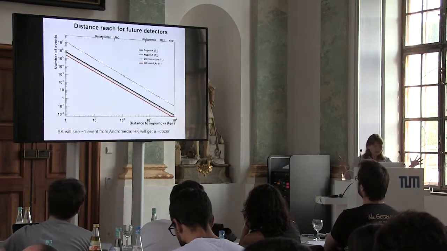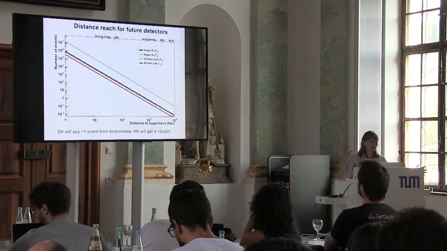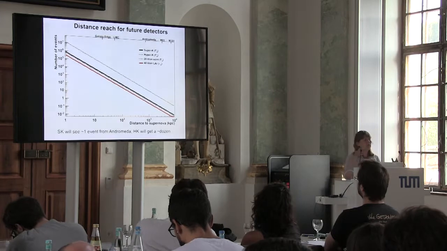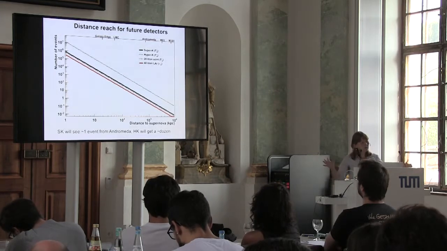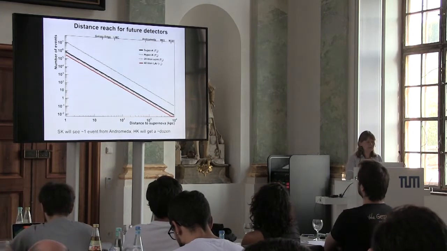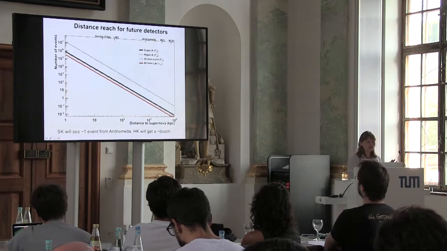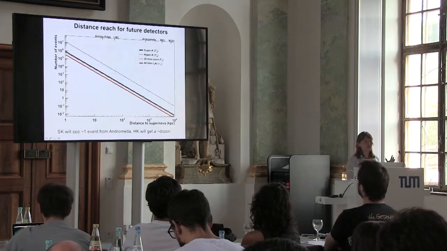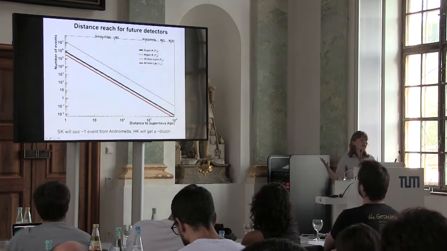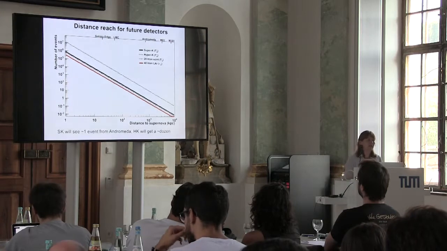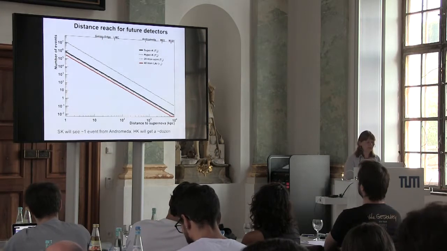And another summary of how many you'll see, and often a question as well, what do you get from Andromeda? So it just goes down as 1 over r squared. This is all that's in this plot. This is for these different detectors. The center of the galaxy is here, or edge of the galaxy is here. Andromeda is here, so if you read this off, you can see that for Super-K, you might get like 1 event from Andromeda. For Hyper-K, you could get a dozen, so it could be like 87A from Andromeda if there was a supernova happening in Andromeda.